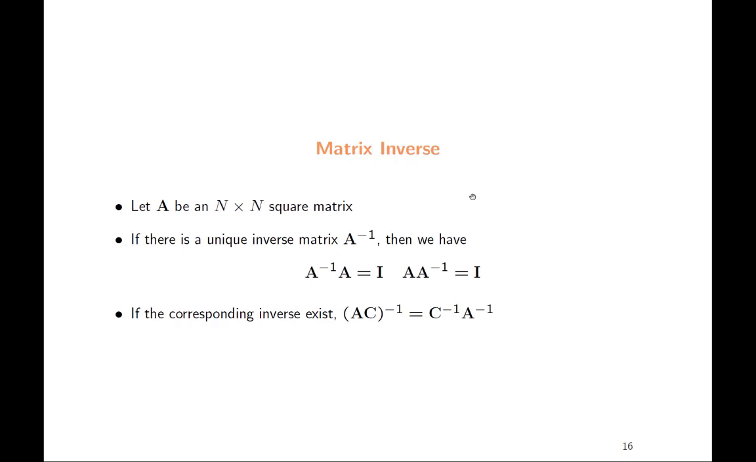Sometimes you have something like an inverse of a matrix. The one condition is that the matrix must be square, so n times n. If this inverse matrix exists, then we have A inverse times A equals the identity matrix, but also A times A inverse equals the identity matrix. And if the corresponding inverses exist, then the inverse of a product, A times C, is equal to the inverse of the individual matrices, again written in reverse order: C inverse times A inverse.